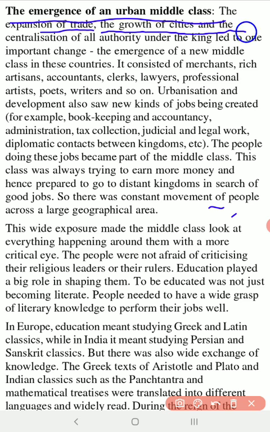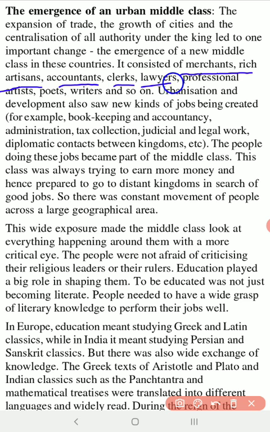Okay, so we have the growth of the cities, and the centralization of all the authorities under the king led to one important change, that is the emergence of the new middle class in these countries. Now usually this middle class consists of this group of people. They are mostly the merchants, or the rich artisans, or the accountants, or clerks, or lawyers, or the professional artists. All these people come under the middle class. Mostly these people work under the kings. Okay, and it is these people who make up the urbanization, the urban societies.